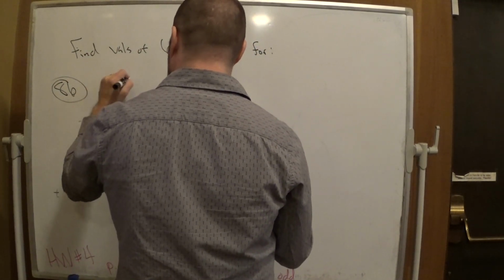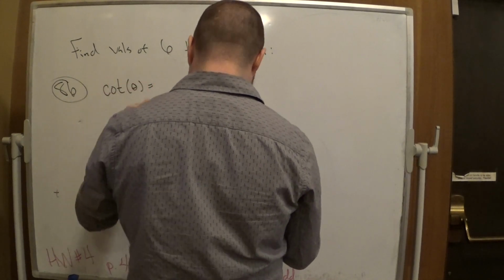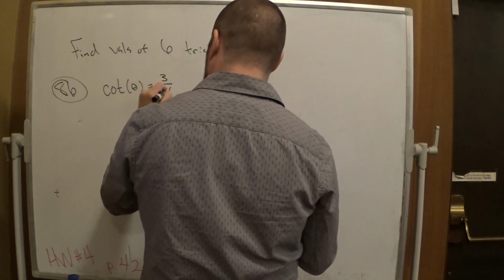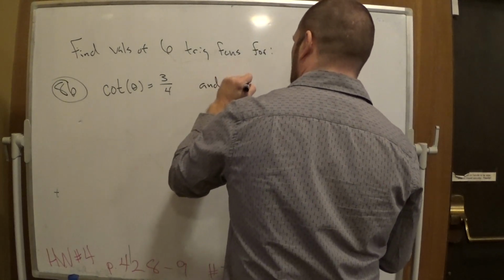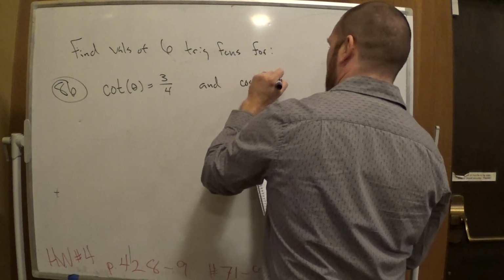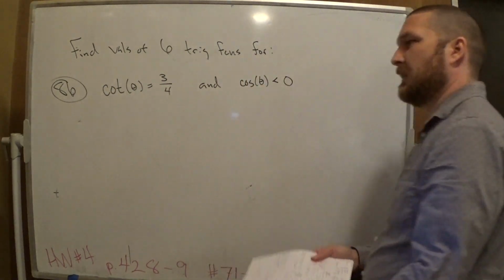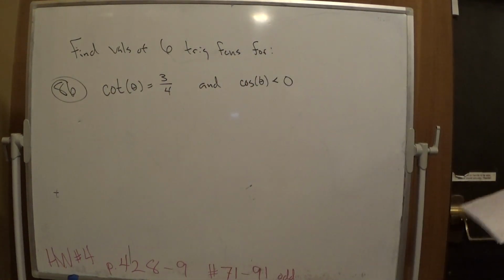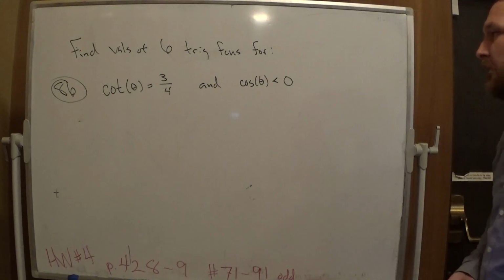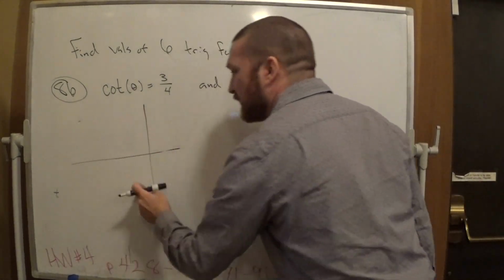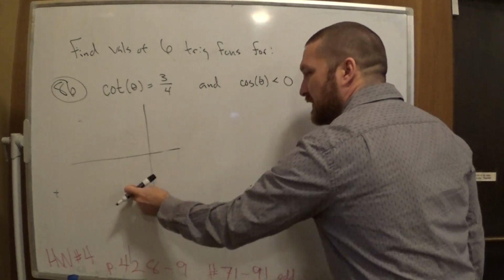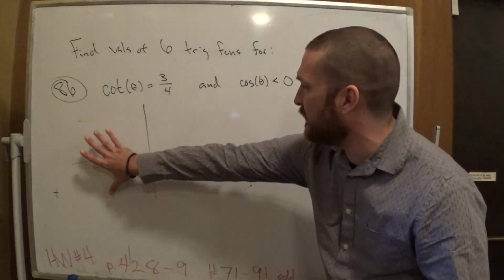It says that cotangent theta equals 3/4 and cosine theta is negative. We already have 2 of them. So wait a second. Cosine's negative. Where does that occur? The left two. I like that. That's how I like to think about it. It's over here somewhere, right? Because cosine corresponds to the x values, and so it's over here somewhere.